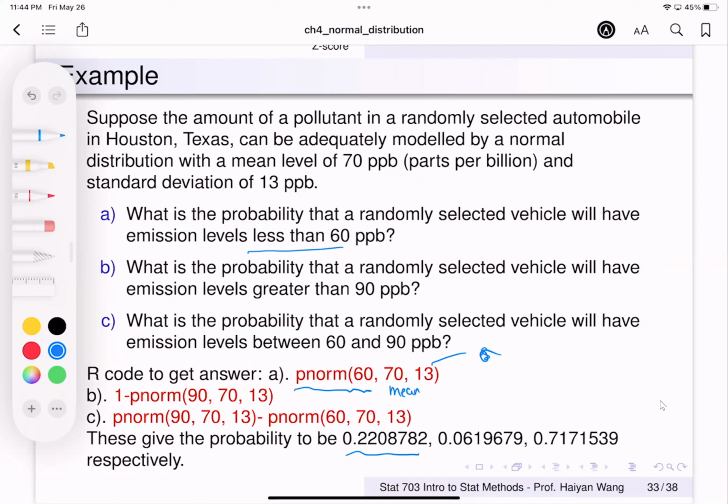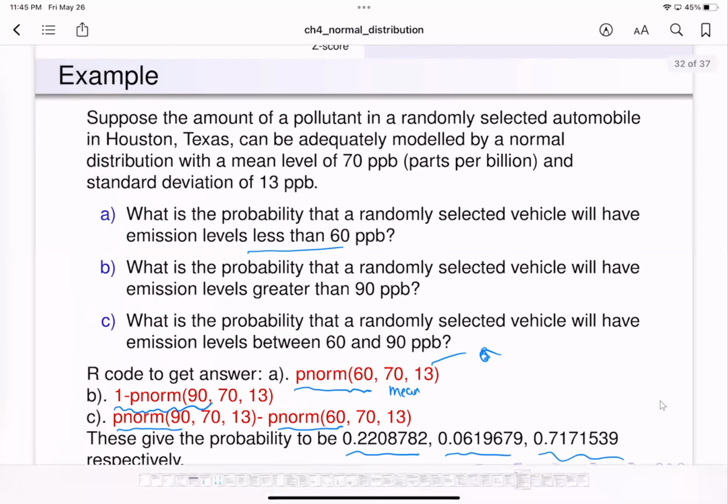The next one: what is the probability that a randomly selected vehicle will have emission levels greater than 90? For greater, we use 1 minus pnorm and put 90 there, with the mean 70 and standard deviation 13. That gives us a probability of about 0.06. For part C, what's the probability that a randomly selected vehicle will have an emission level between 60 and 90? We use pnorm for 90 minus pnorm with 60, and in both we provide the mean 70 and standard deviation 13. That gives us the probability 0.717.